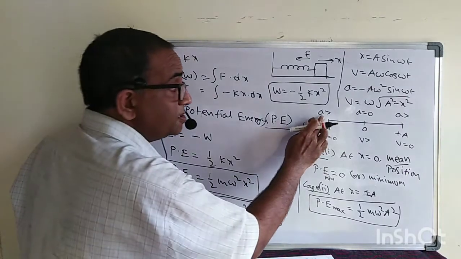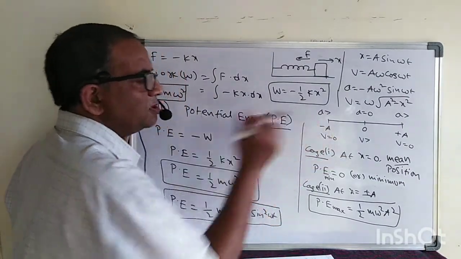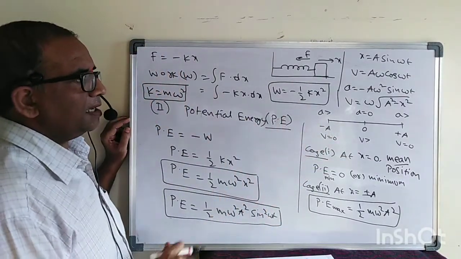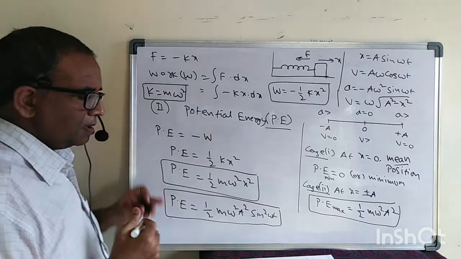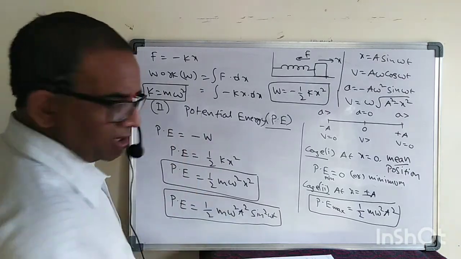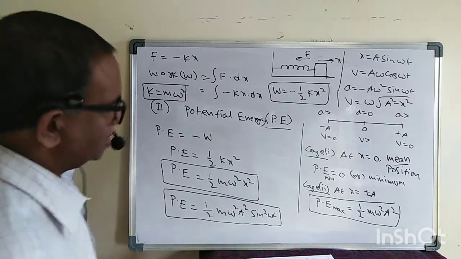And the kinetic energy is zero here because the velocity is zero here. Okay, I hope you understood this. Then let us look at another important one. This is called the total energy.